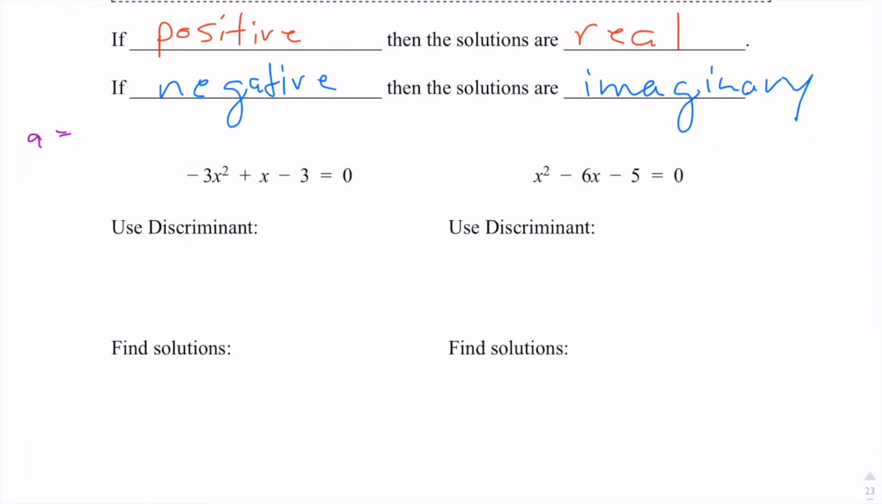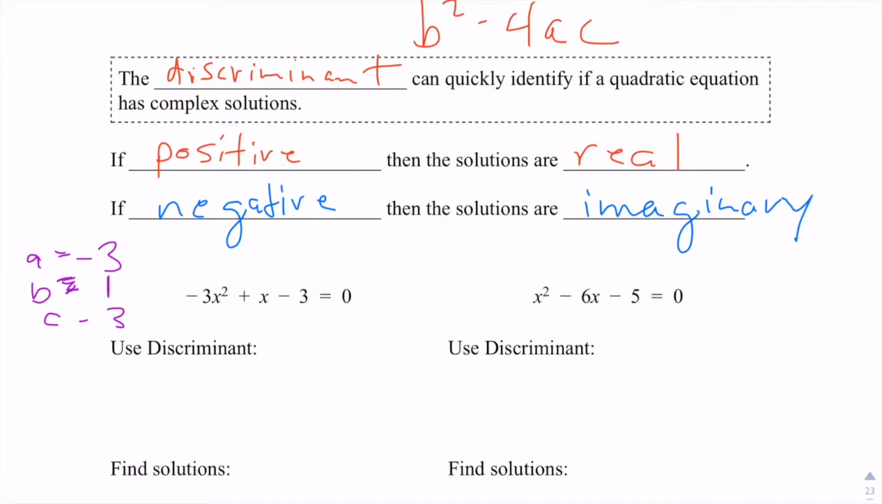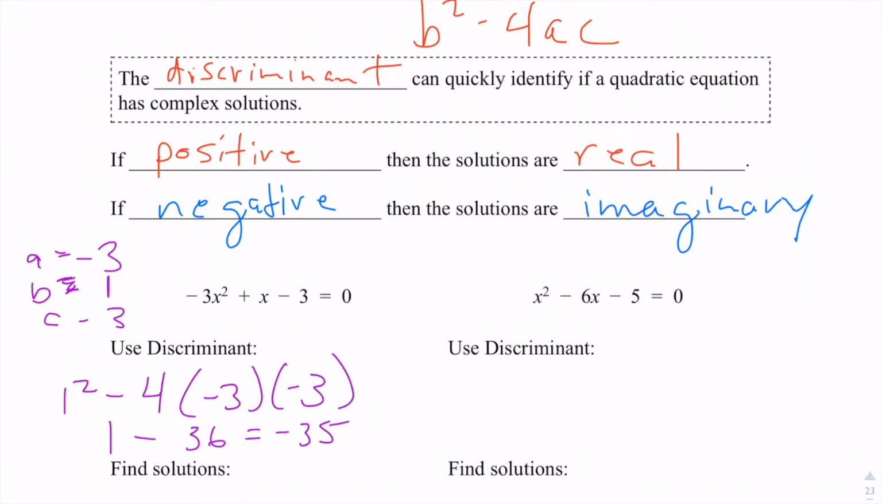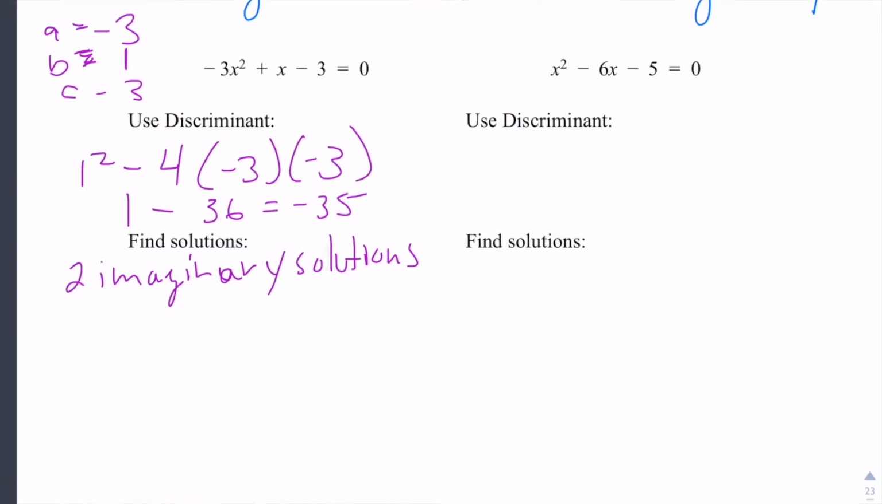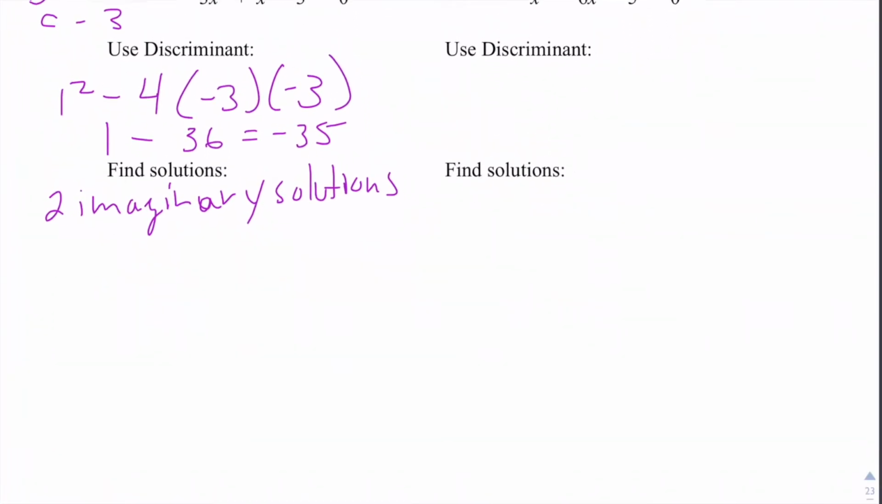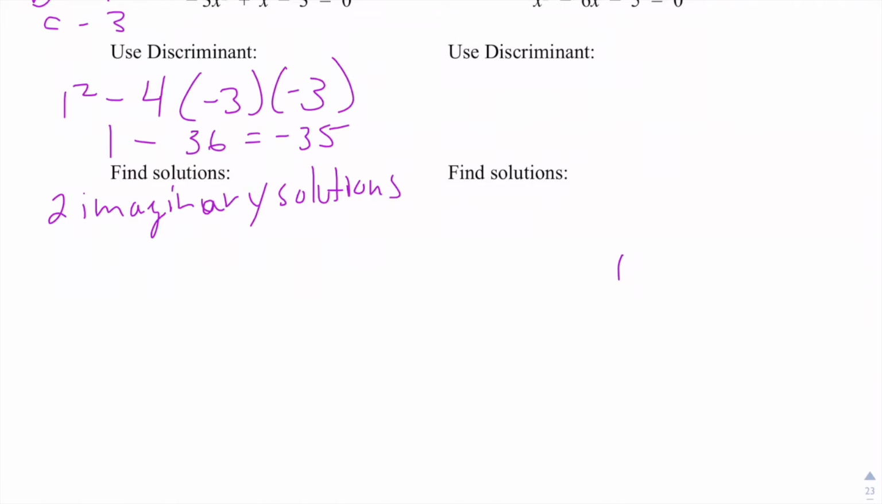Let's start with my A. My A is negative 3, my B is 1, and my C is negative 3. So, using my discriminant, I have 1 squared minus 4 times negative 3 times negative 3. 1 minus 36 gives me negative 35. So I definitely am going to have two imaginary solutions. Let's scroll down here. And the only way to find imaginary solutions really is to use the quadratic formula.